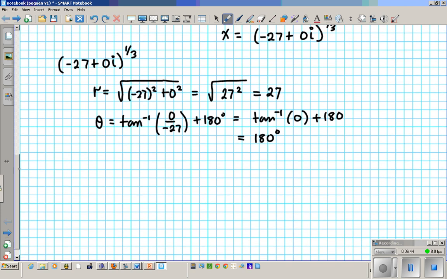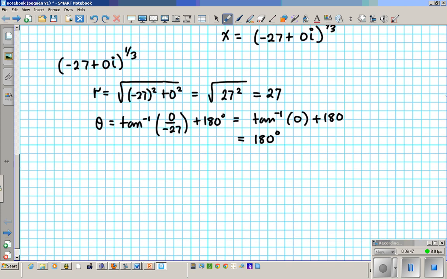Alright, so let's set up the problem for solution. This whole problem, negative 27 plus 0i to the 1/3, now becomes the radius, which is 27, times cosine 180 plus i sine 180, all of this raised to the 1/3 power.